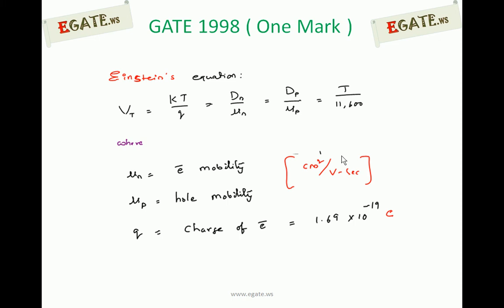This relation is very important. Vt is equal to kT by Q is equal to dN by mu n is equal to dP by mu p is equal to T by 11,600. There T must be in degrees Kelvin.